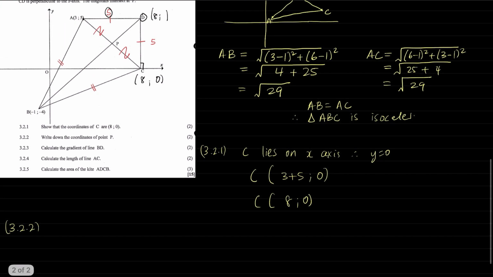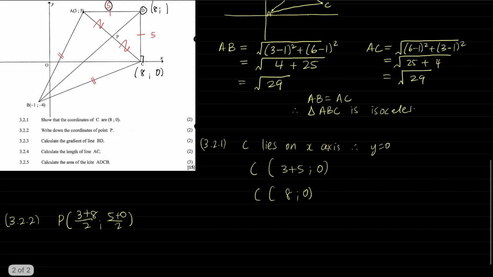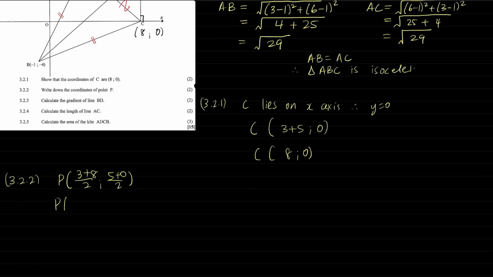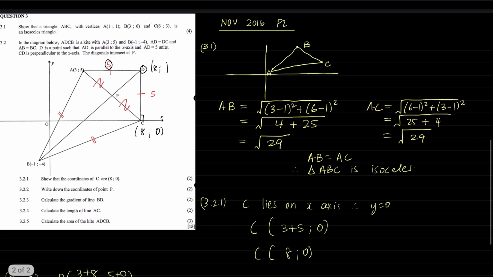So to calculate the midpoint P, again, we don't need to write the formula. P is going to be 3 plus 8 over 2 and 5 plus 0 over 2. So P is going to be 11 over 2 and 5 over 2.